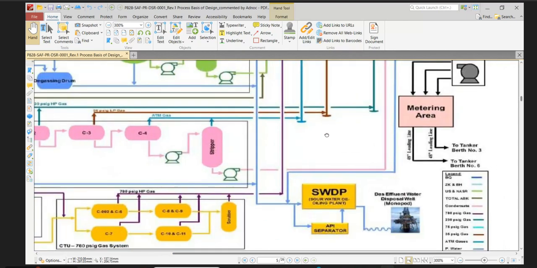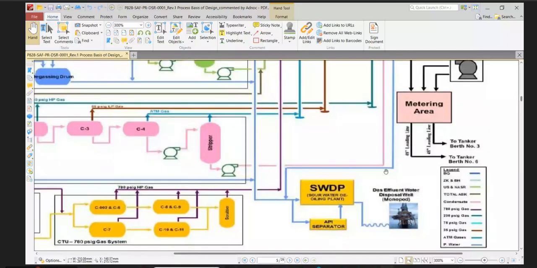So this is the complete block diagram for the water treatment for the plant of ADNOC, where this island is where the crude is gathered from different locations and separated into different stages, and the water is going to the sour water disposal plant in order to be treated, which is on the lower left corner of the plant.